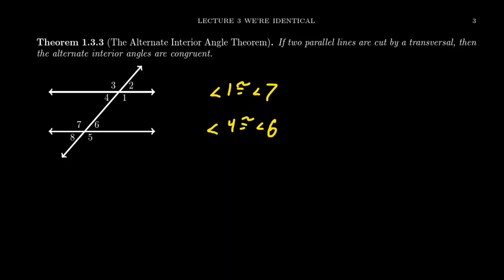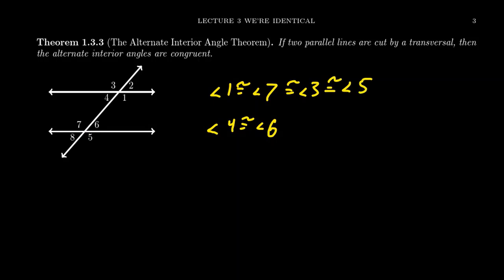But notice that angle 1 and angle 3 are vertical angles, so 1 and 3 are congruent to each other as well. So you get that angle 1 is congruent to 3, but angle 7 will also be congruent to angle 3. And likewise, 5 and 7 are vertical angles, so 7 and 5 are congruent.